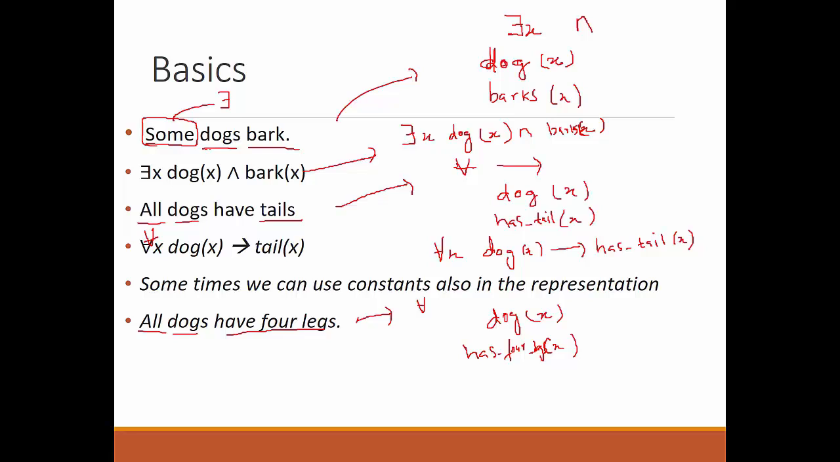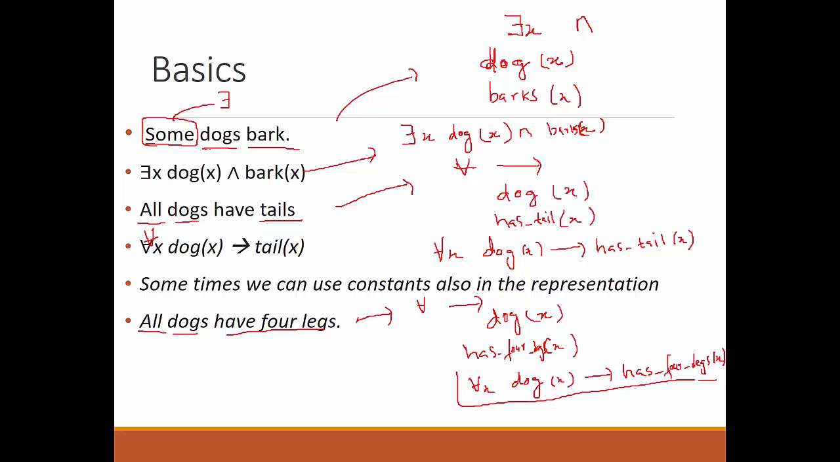Now we know with universal quantifier there's an implication, so let's try to represent this. For all X, X is a dog, therefore X has 4 legs, has underscore 4 underscore legs X. So this is how we represent this.